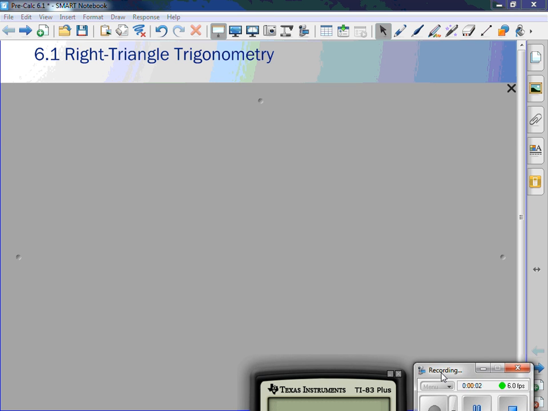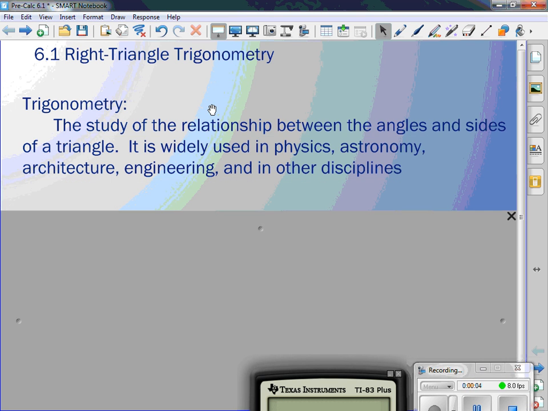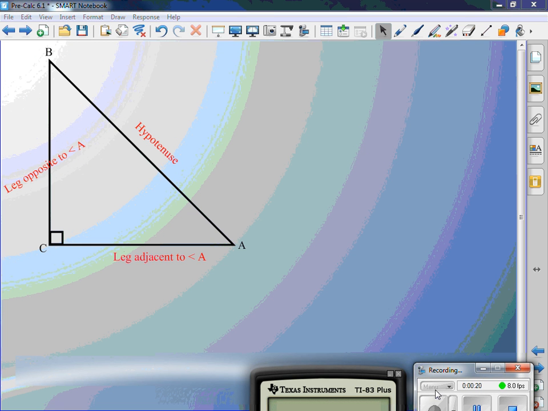6.1, right triangle trigonometry. This is from Algebra 2 Trig, the definition you originally wrote. Trigonometry is the study of the relationship between the angles and sides of a triangle. It is widely used in physics, astronomy, architecture, engineering, and other disciplines.